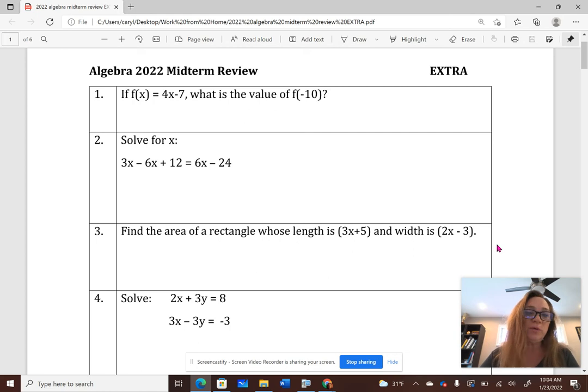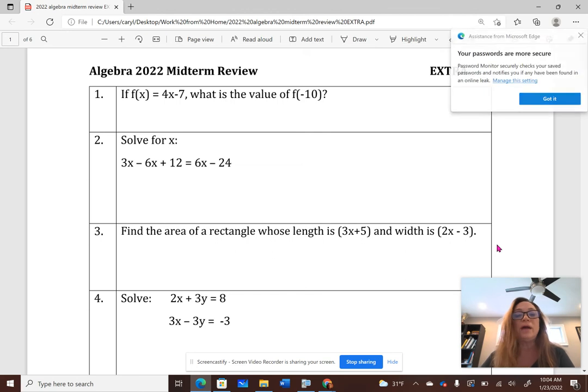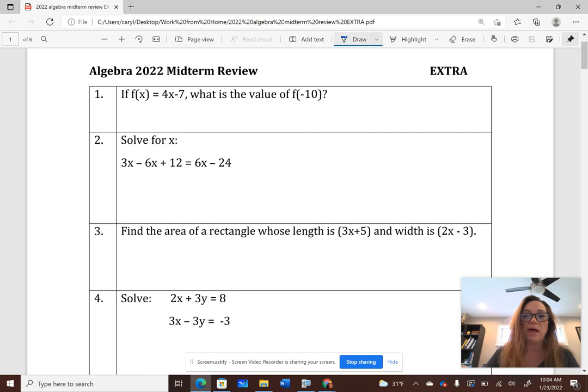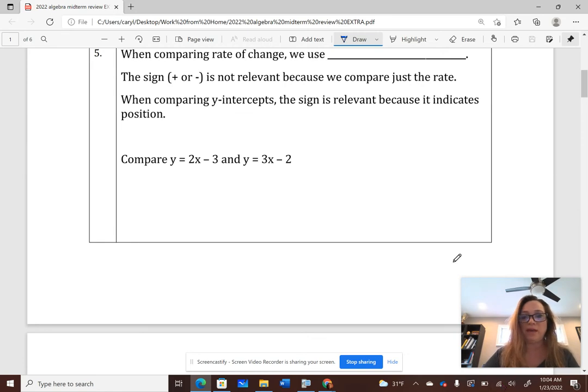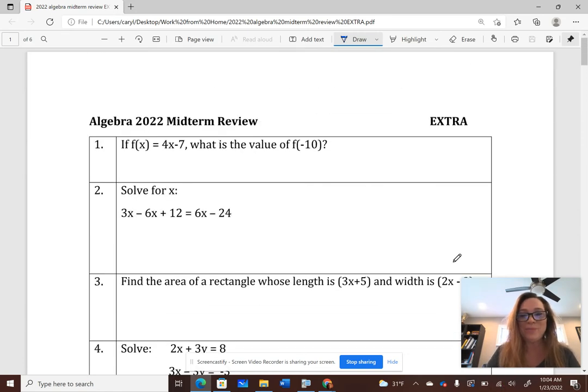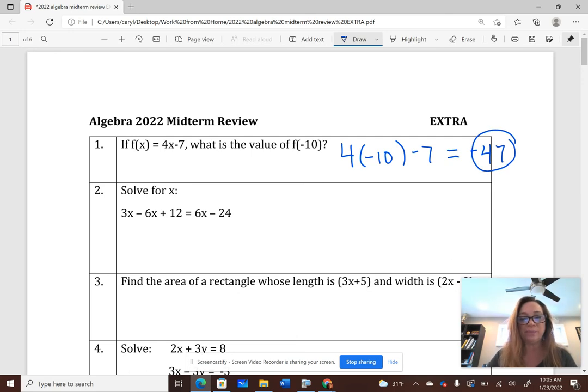Okay, so question number one says, if f of x is equal to 4x minus 7, what is the value of f of negative 10? You can totally use your calculator for this just by substituting in a negative 10. You would put a negative 10 in for x. So 4 times negative 10 subtract 7 would equal negative 47. And again, you can just enter that on your calculator.